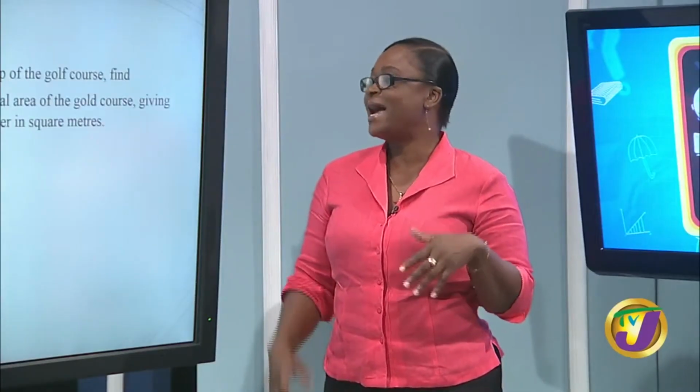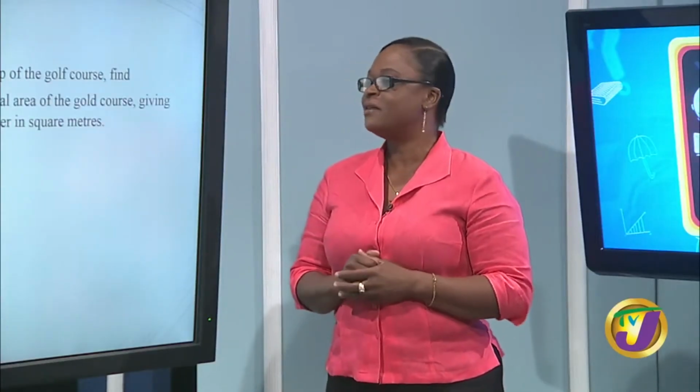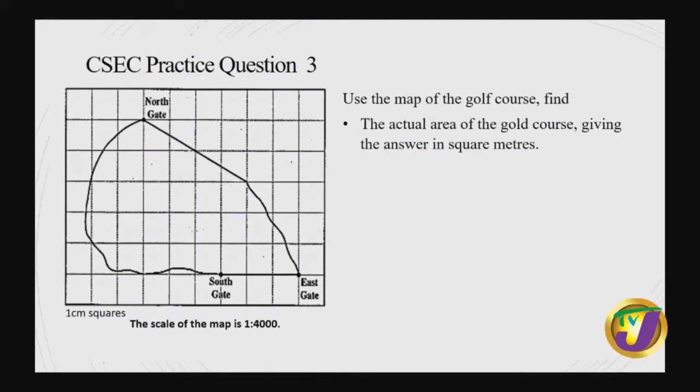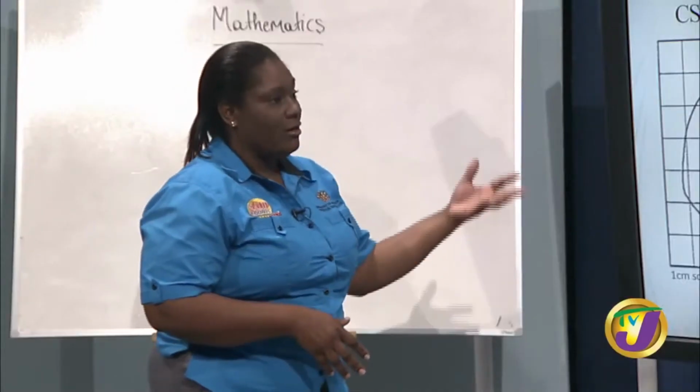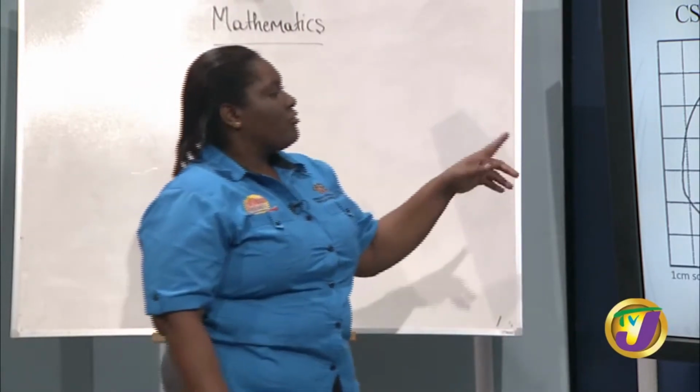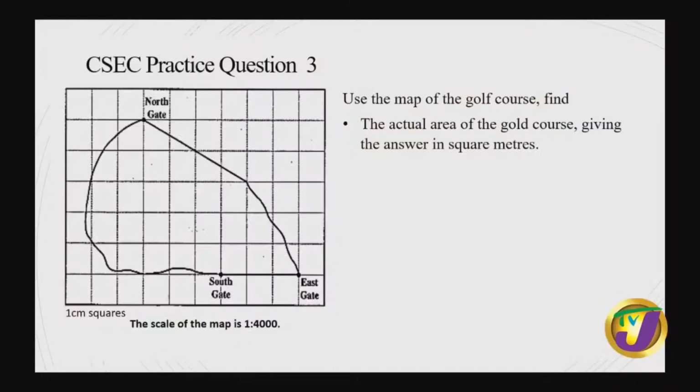Now we're asked to find the actual area of the golf course, giving the answer in square meters. So are you seeing where we're going to be using the solution that we would have gotten in the previous question? It did not tell us how to go about finding the area of the golf course. Looking at it, as mentioned earlier, it is an irregular figure. So we cannot definitely identify it as a rectangle, triangle, or whatever it is, because there are also curved edges.